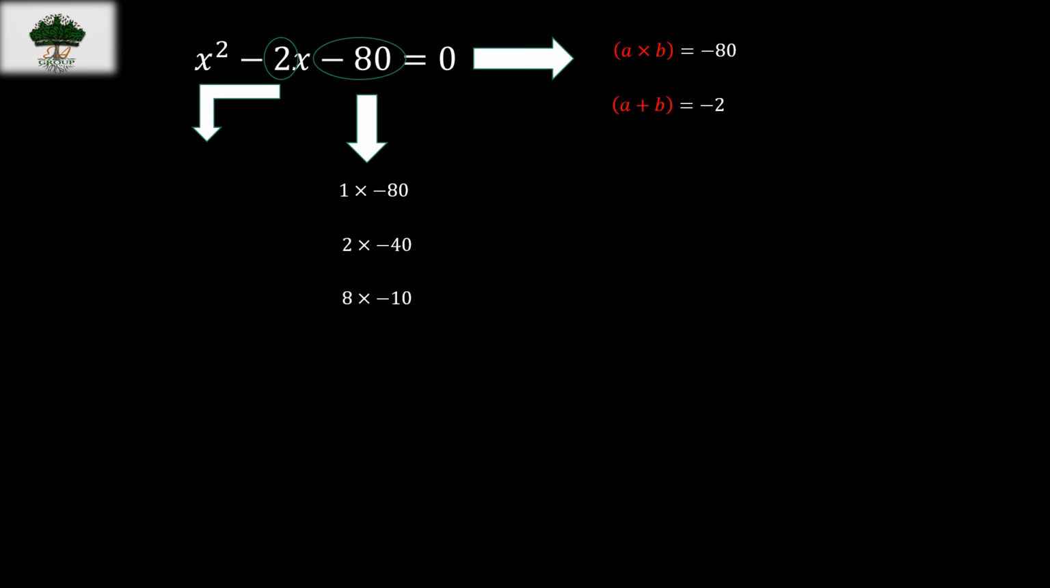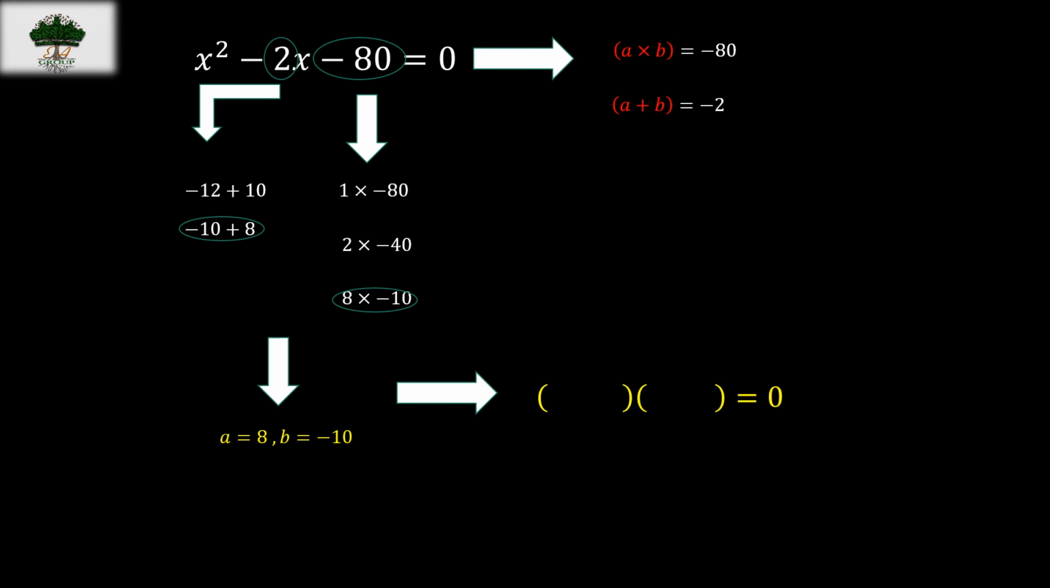Now we check negative 2, and we need two numbers, one negative and one positive. We have negative 12 plus 10 equals negative 2, and we have negative 10 plus 8 equals negative 2. The common numbers are negative 10 and positive 8. So a equals positive 8 and b equals negative 10.